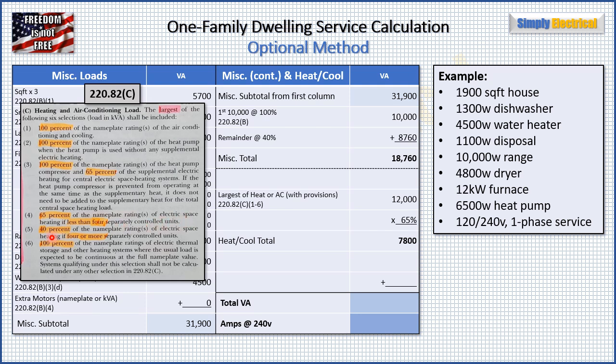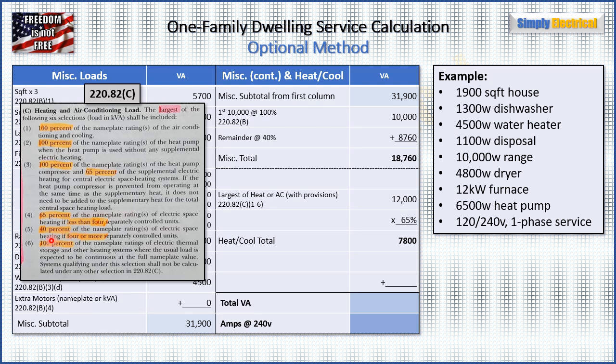Okay, number 5, take 40% of the nameplate rating or ratings of electric space heating if 4 or more separately controlled units. So if you have wall heaters maybe, or baseboard heaters, or maybe ceiling heat, and you have 4 or more separate thermostats, then you would use 40% of your total.